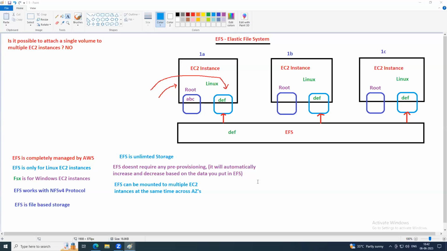So what does it mean by doesn't require any provisioning? In EBS, in volumes, we go and create however much size we need, correct? If we need 50 GB, go and get 50 GB. Click on create volume and it asks how much size you need. Put 50 or 100, however much you need. That is called pre-provisioning. But when you're creating EFS, does it ask for the size? It doesn't ask, it just gets created. And however much data you put in, it will increase, it will manage it by itself.